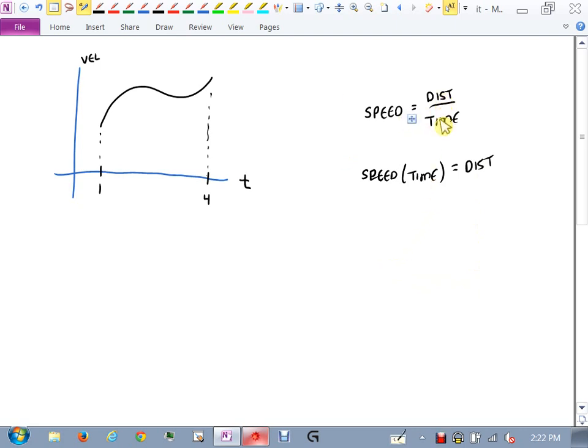Okay, if speed is distance over time, then distance is speed times time, right? So imagine, if you could, me taking a rectangle right here. What's the area of that rectangle? Well, I'm going to blow up that rectangle real big. Do you agree that this width is a measurement of time? And do you agree that the height is our measurement of speed? So do you agree the area of that rectangle is time times speed?